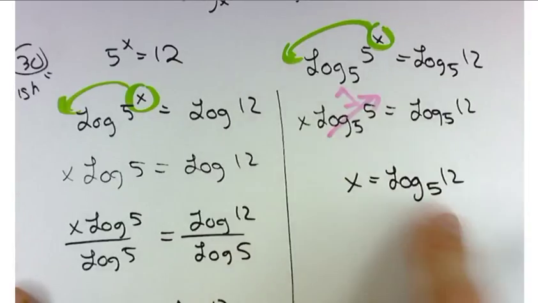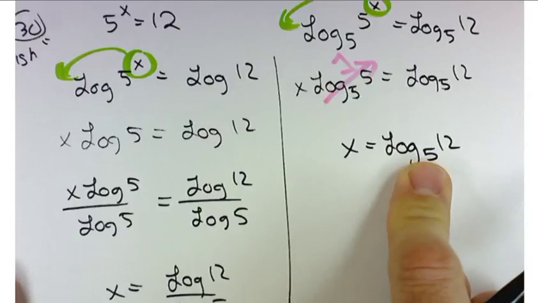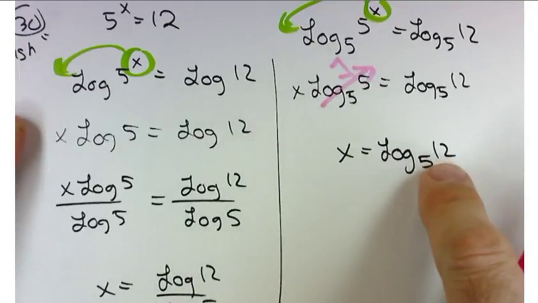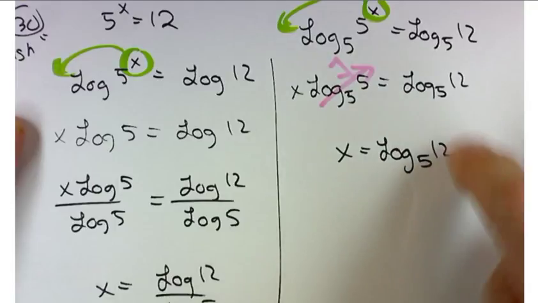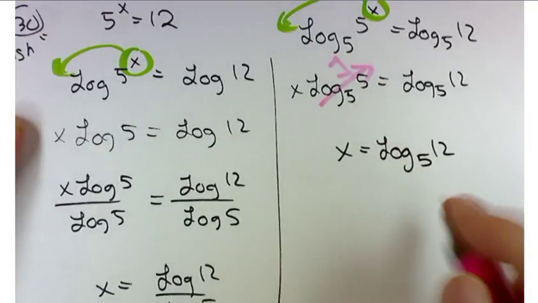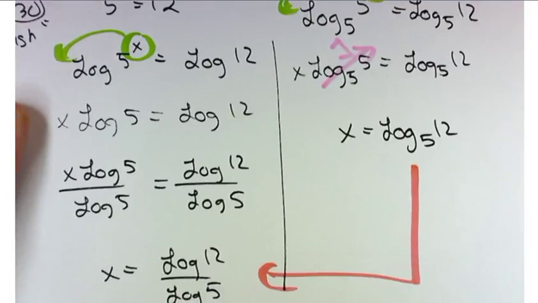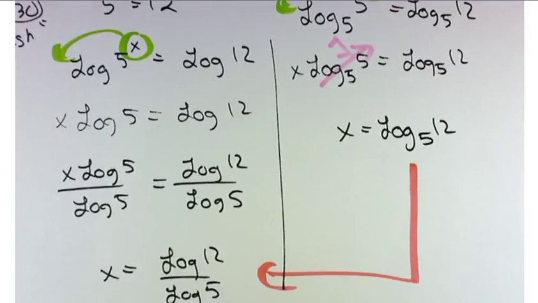Now, there's a change of base formula that I gave you on your most recent test, and I'll give it to you on the next test if you need it, and on the final. The change of base formula basically says that to calculate log base 5 of 12, I would do log of 12 divided by log of 5. So I get the same thing either way, and that's reassuring.